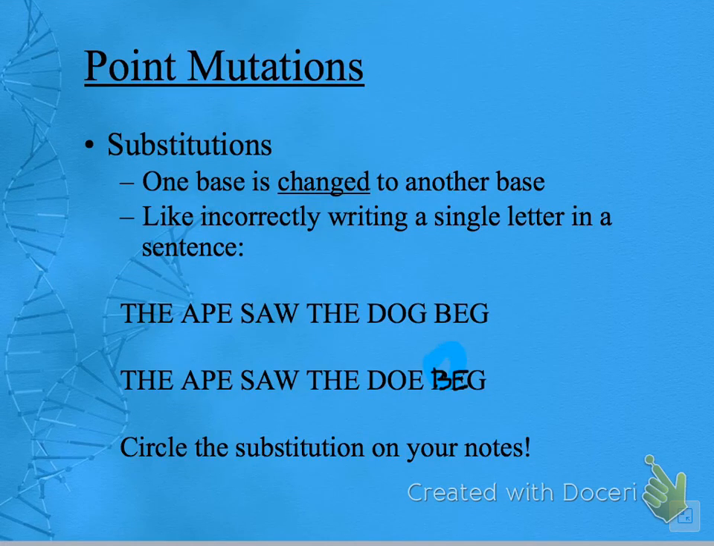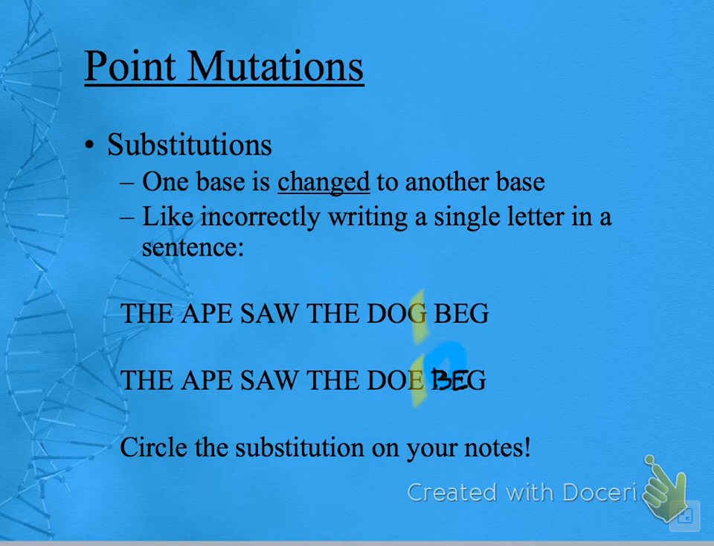With a point mutation, there's going to be one substitution, so one base gets changed to another base. It would be like incorrectly writing a single letter in a sentence. So you have: the ape saw the dog beg. Makes sense, totally normal, not a problem. Down here in the second one, if you were to copy it over and you made a mistake, it would be: the ape saw the doe beg. So the letter G got switched during the replication process and was replaced with the letter E.